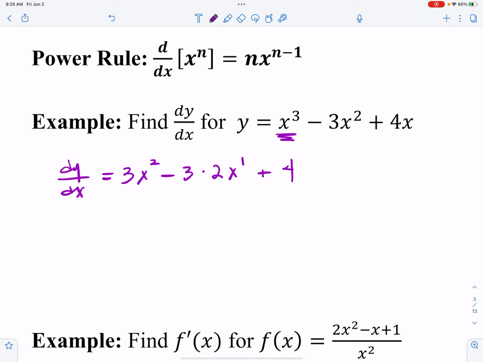And then the 4 can hang out there. And applying the power rule for x, you would bring down a 1, and then when you subtract 1 from 1, you get 0. So this actually simplifies to just be... sorry, I was thinking about taking the derivative of that. 3x squared minus 6x, and then that's just plus 4. So the derivative of 4x is just 4 because the derivative of x would be 1.